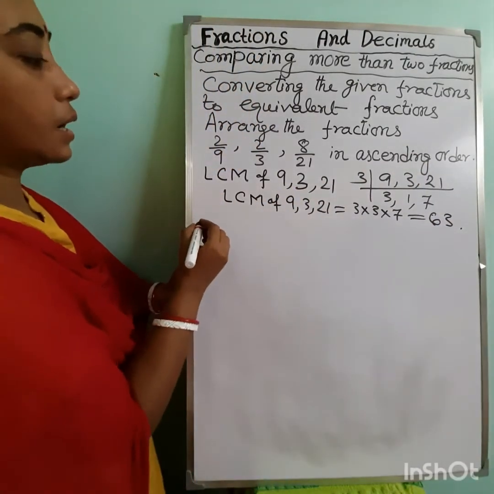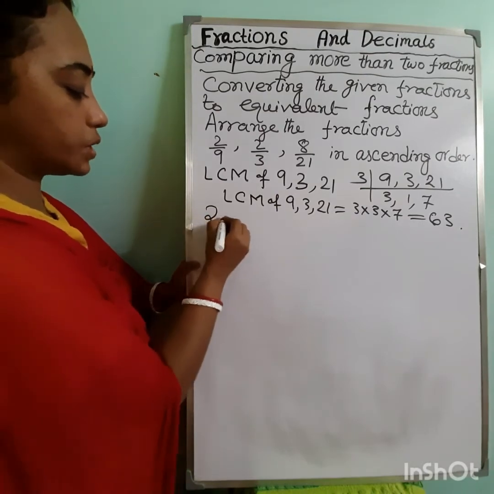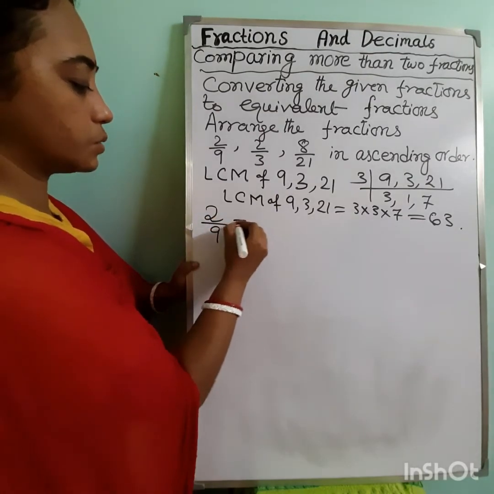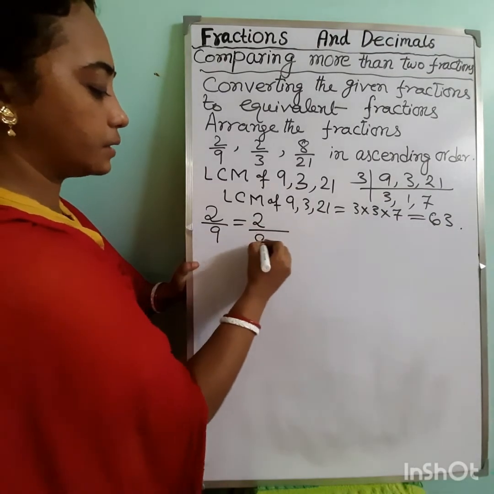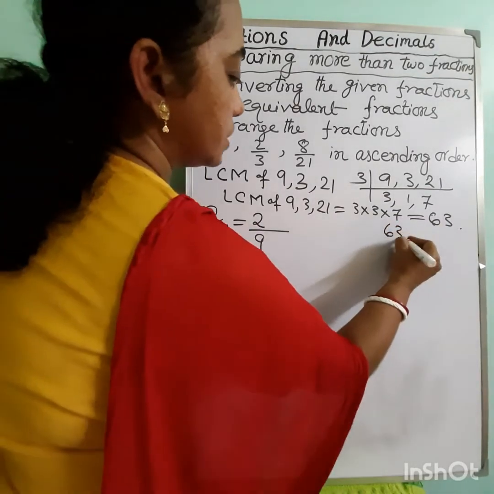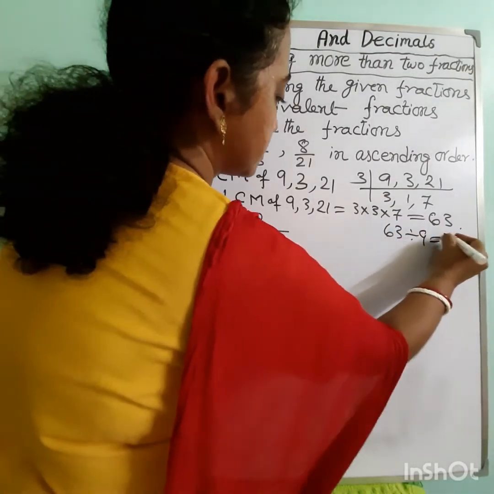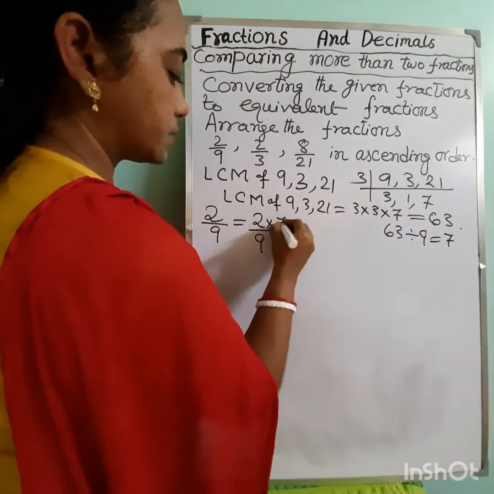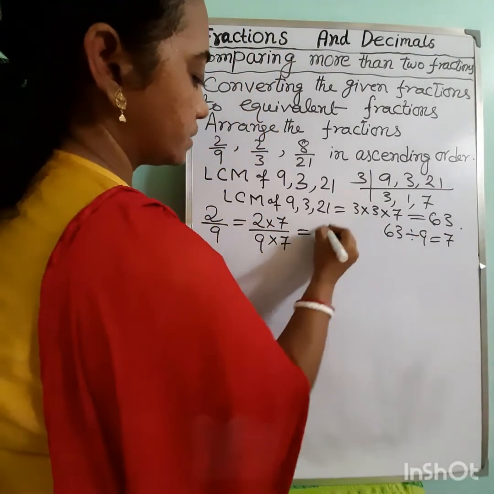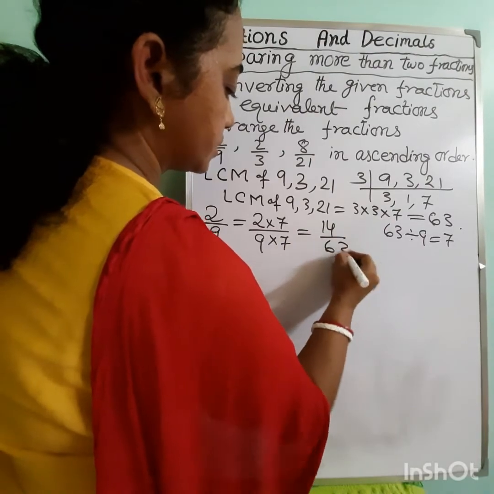Now we convert each of the given fractions to equivalent fractions. So 2 by 9, here we divide 63 by 9. So we are getting 7. So we multiplied here by 7. It is coming 14 by 63.